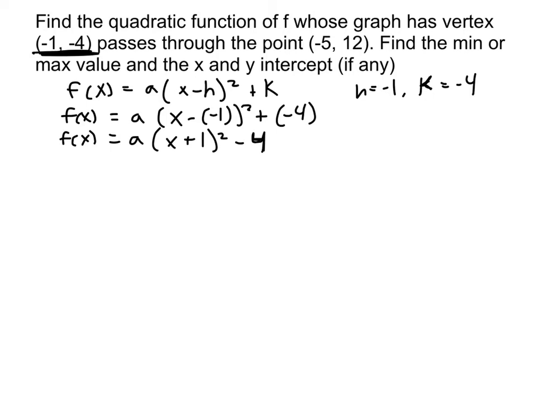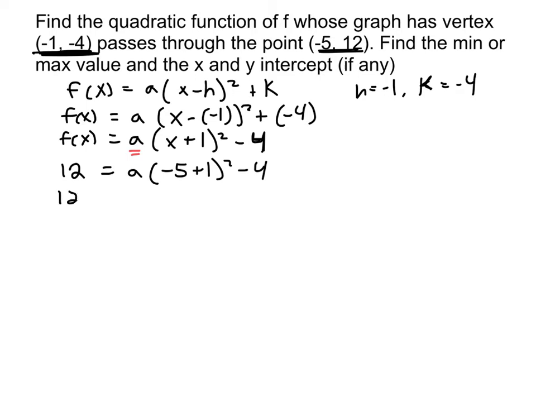Now I have all the pieces here except for a. A is still the unknown in this function, so I'm going to have to figure out what a is. To do that, I'm going to plug in the point that I know. So f of x is 12, right? f of x is y, and x is -5. So I'm plugging that point into the function. Now I'm going to solve for a.